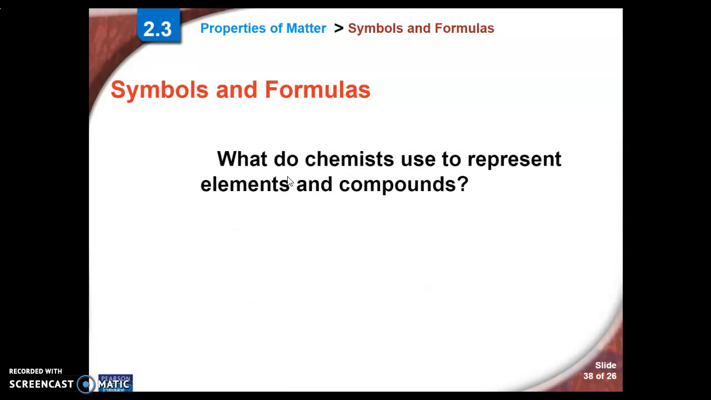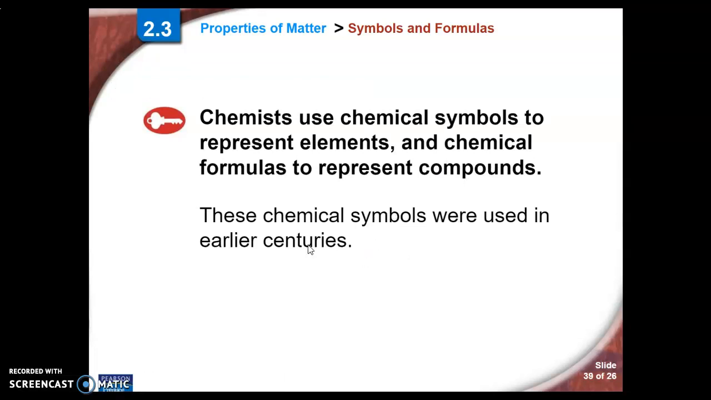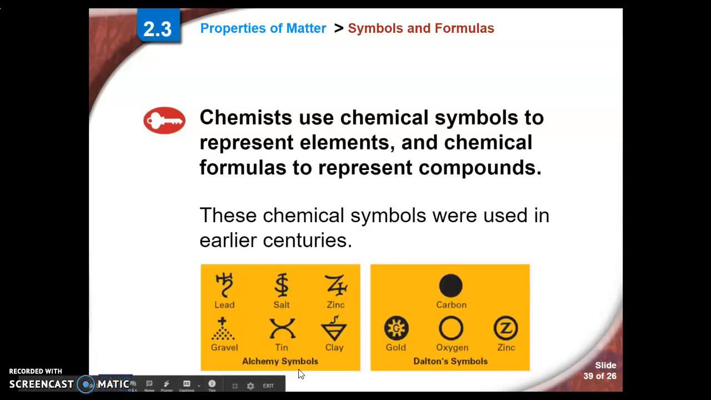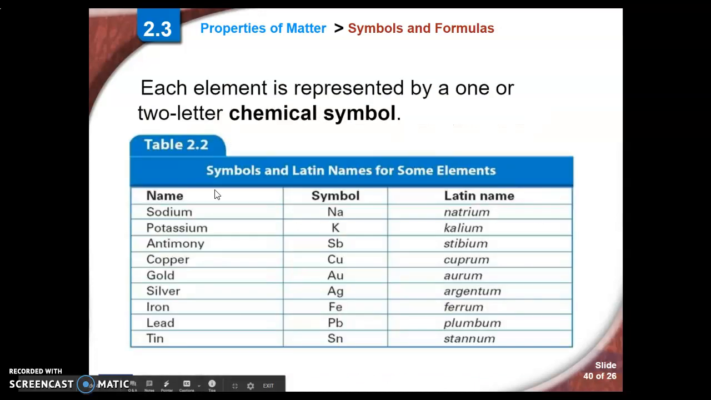Symbols and formulas. What do chemists use to represent elements and compounds? We use symbols because we want everyone to understand the chemical language. We use symbols for the elements, formulas for the compounds. These are the earlier symbols, like many years ago, alchemists or Dalton used that kind of symbols. But now we are using two-letter symbols.